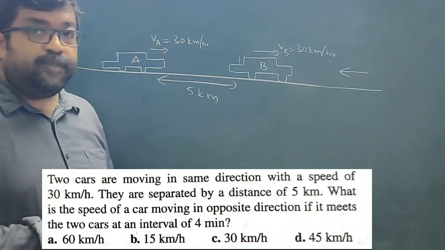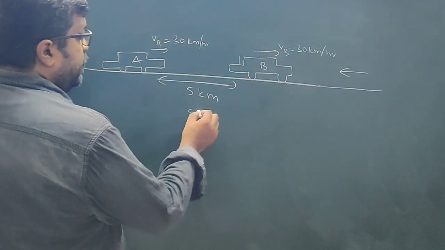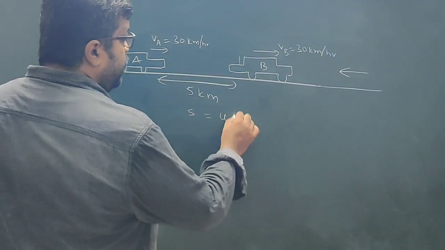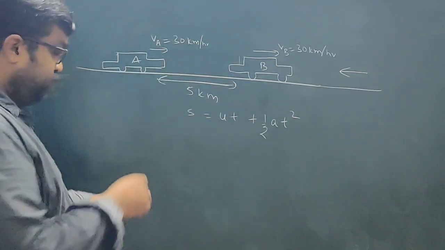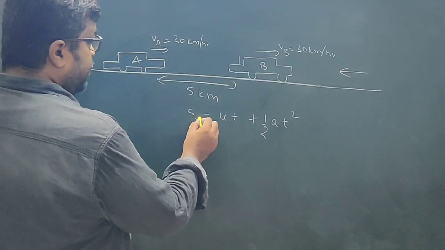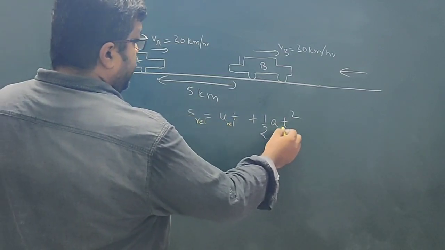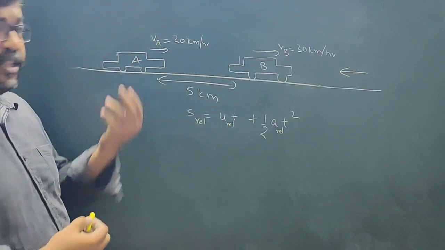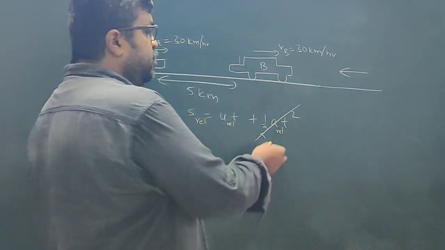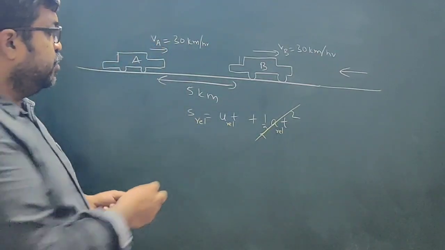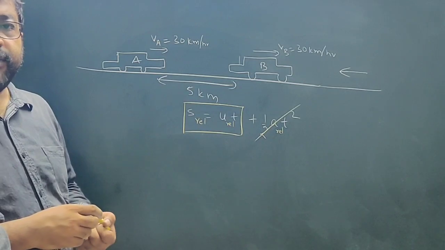So to solve this question, we will use the concept of relative motion. So that equation is s equal to ut plus half at square. So we will be using the relative equation: s relative, u relative, a relative. Here nothing is accelerating. So relative acceleration will be 0. So this term vanishes. So we have s relative equal to u relative into time.